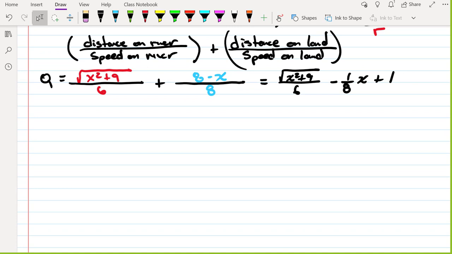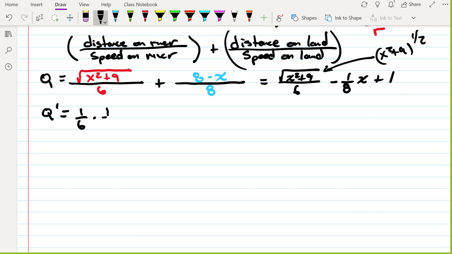So now we take our derivative to find our critical numbers, so q prime, and we remember that this is x squared plus 9 to the 1/2, so we have 1/6, pulling that out, and then we take our derivative, so then we get times 1/2, and we have x squared plus 9 to the negative 1/2 times the derivative of the inside, which is going to be 2x, minus the derivative of 1/8 x is just 1/8, and the derivative of 1 is 0. So a few things cancel out.